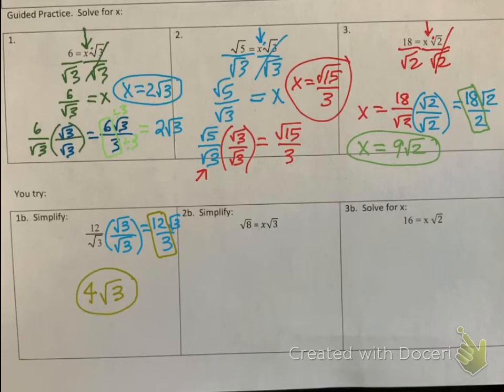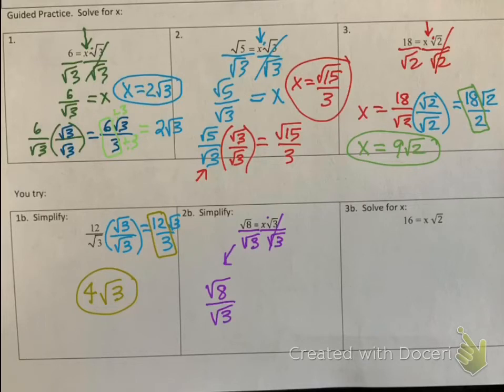For 2b, we have to isolate the x. So the opposite of multiplying by root 3 would be dividing both sides by root 3. So we do have x alone. So x is equal to the square root of 8 over the square root of 3. But again, we can't have a root in the denominator.